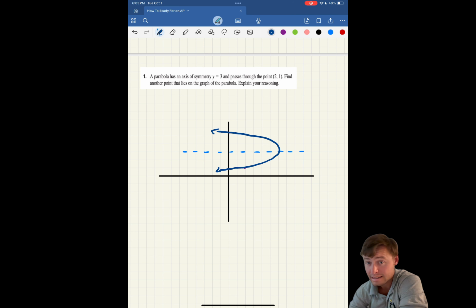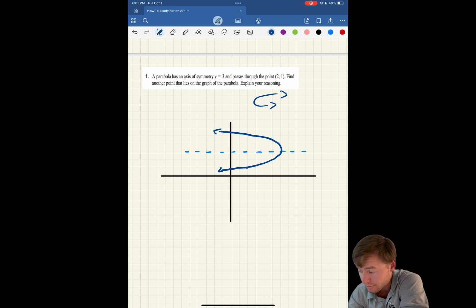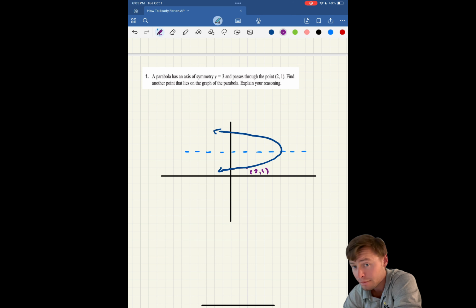So, because the axis of symmetry is a y equals equation, I know that this is a left or rightward facing parabola, right? Because the axis of symmetry has to go right down the middle. Now, the way this question is done is you're utilizing the fact that a parabola is symmetric about its axis of symmetry. So if this point (2, 1) is on the parabola, that means directly across the axis of symmetry should be another point that the parabola passes through.